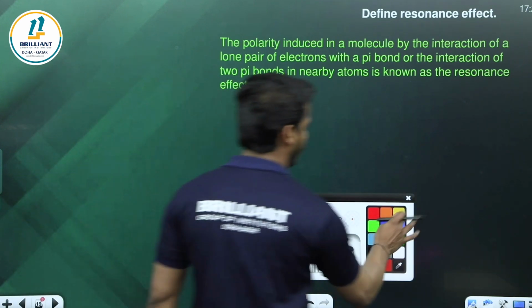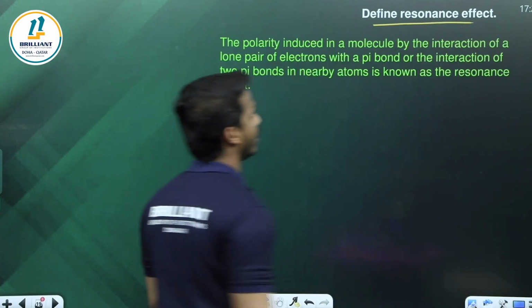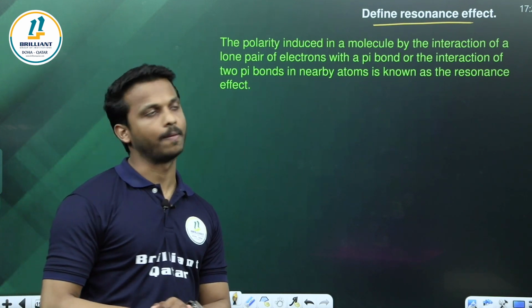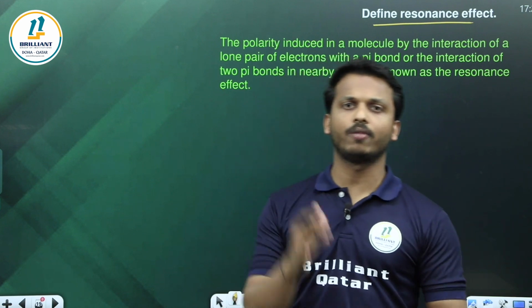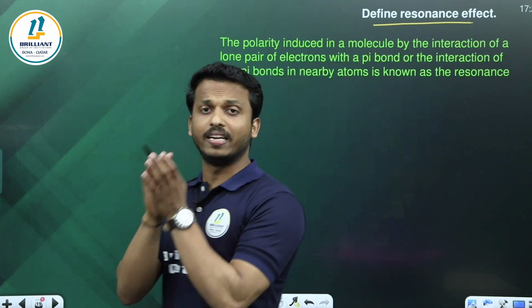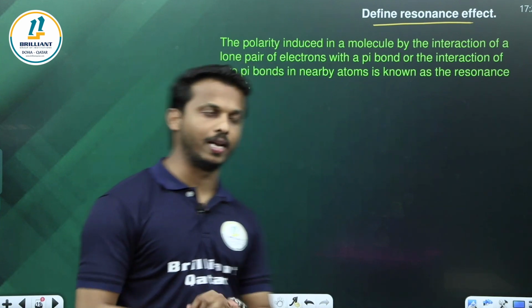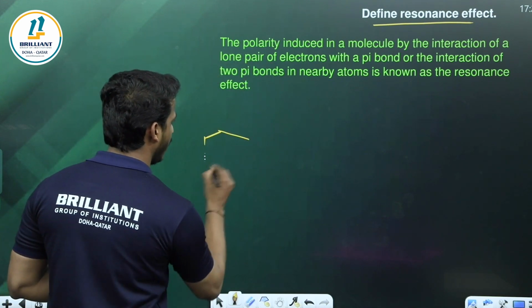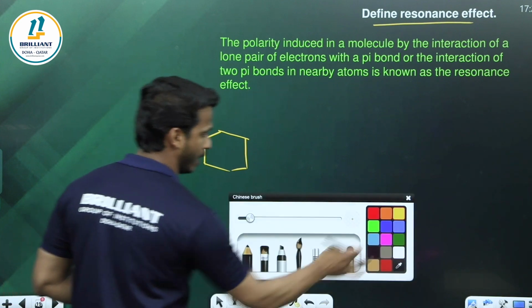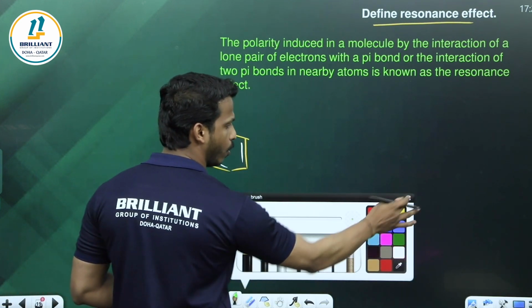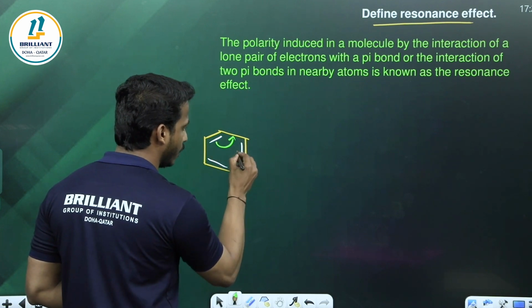Define resonance effect. You know resonance, you may study resonance in detail, right? Resonance in simple words we can say it is the delocalization, complete delocalization of pi electron. You know benzene. In benzene there are 3 pi bonds, right? What happened to these 3 pi bonds? This pi bond can shift here, it can electron.